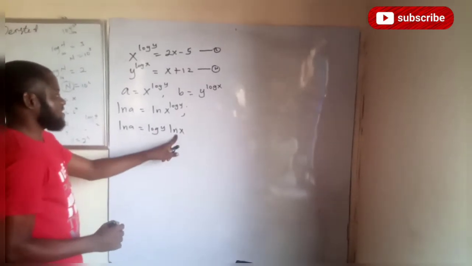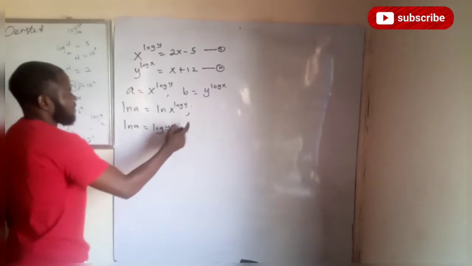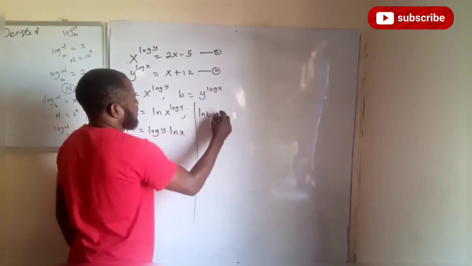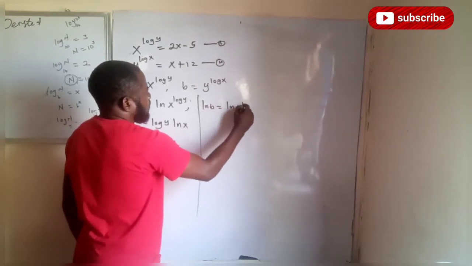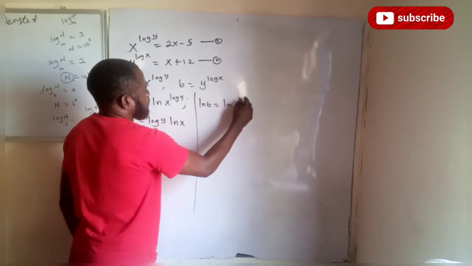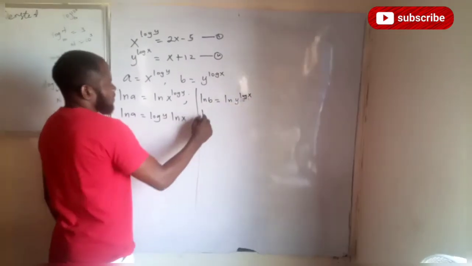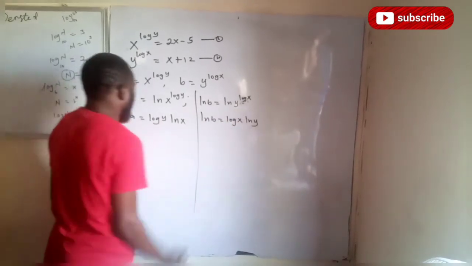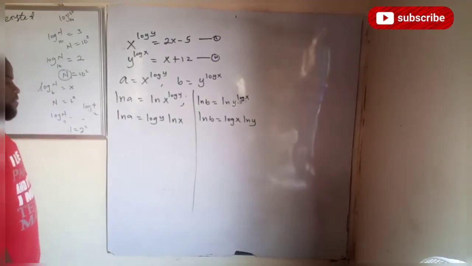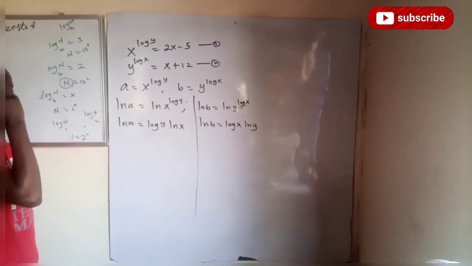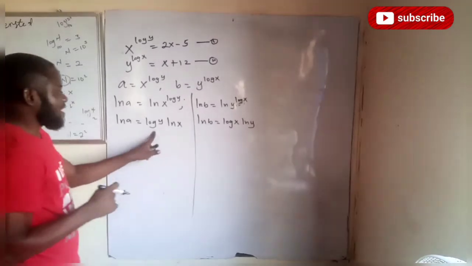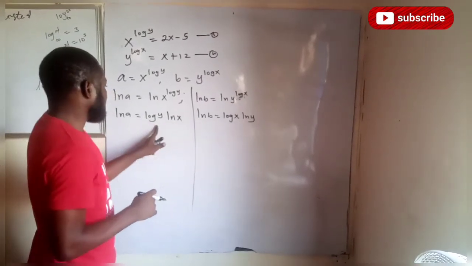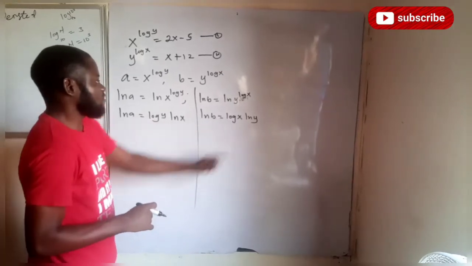If that should be the case, I can come to the other side here. I'm going to have that ln b is actually equal to ln of y raised to the power of log x. So ln b equals log x times ln y. Okay, are we together now? If we look at this now, we are going to see that this and this are actually the same thing. If you look at log y, this is natural log.